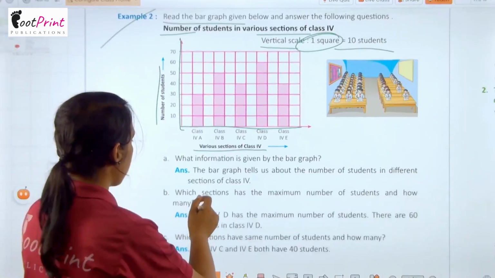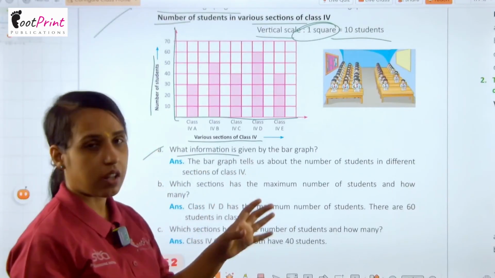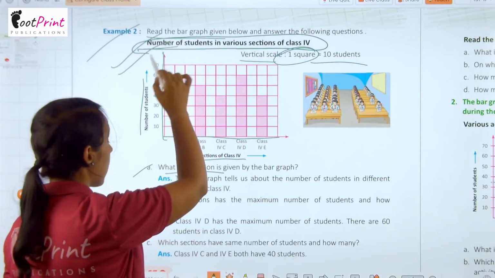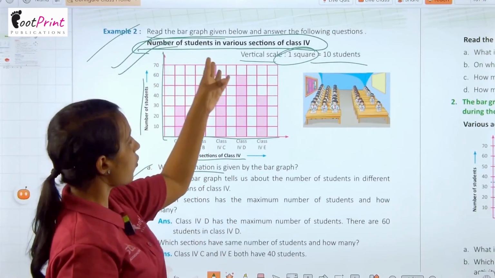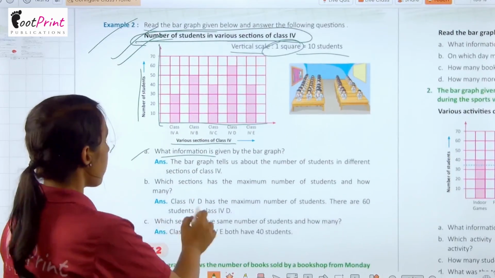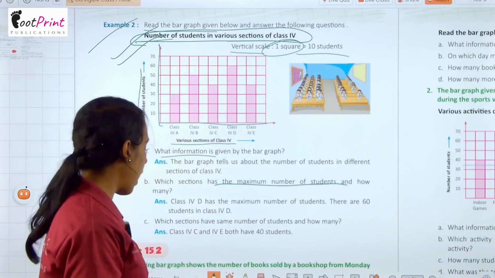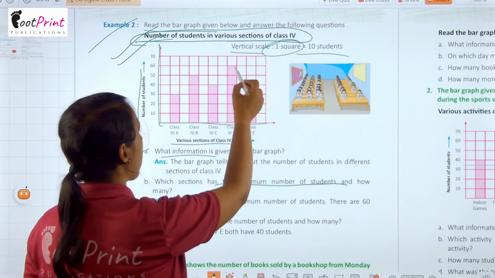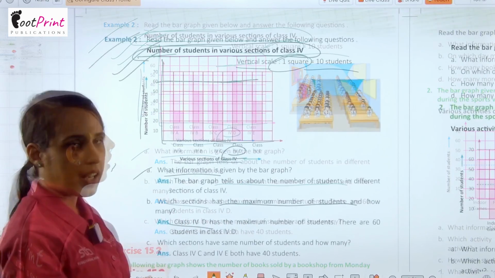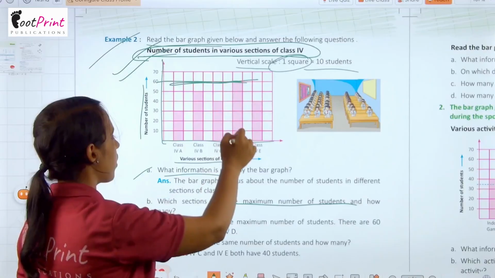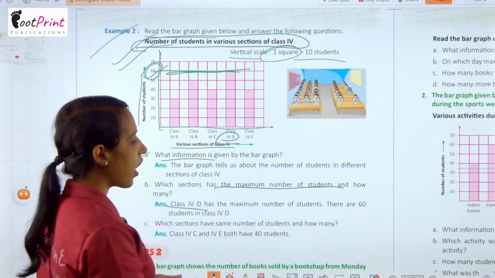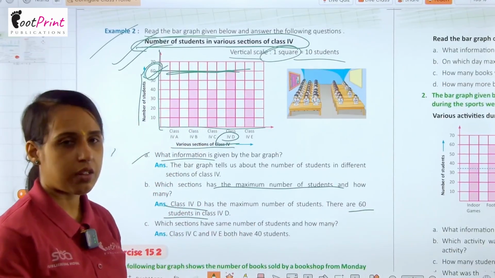Okay, and here we have a question: what information is given by the bar graph? Here the title is given, so by seeing that we can say the bar graph is showing the number of students in various sections of class 4th. Okay, and the next one is, which section has the maximum number of students and how many? So by seeing the bar graph, we can see in 4D we have the maximum number of students, and here we also find how many students are there in 4D. So we have 60 students. Okay, so here we can write there are 60 students in class 4th D.